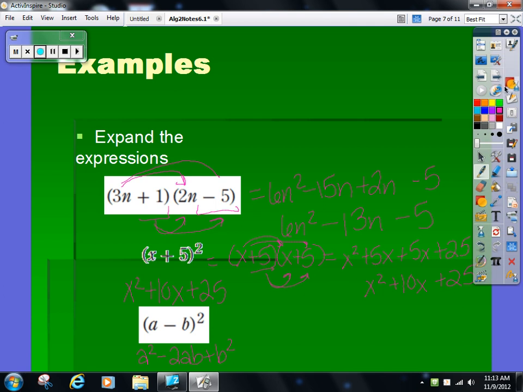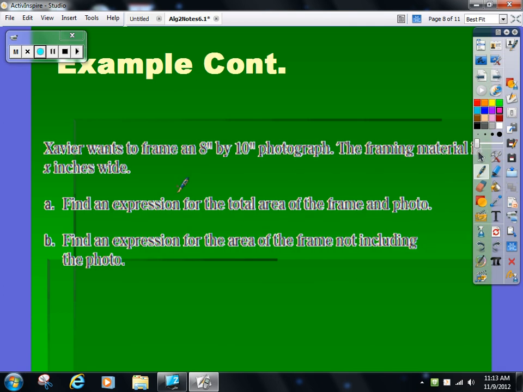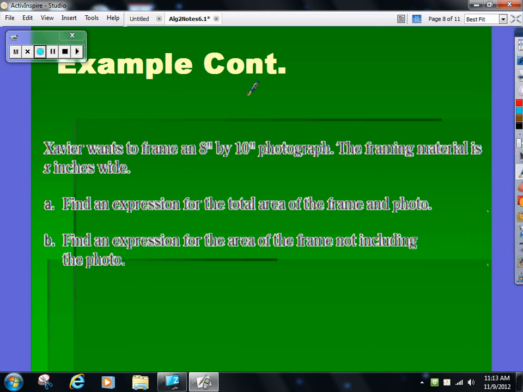I know. They do look the same. 2's and a's look the same. Okay, these are the ones that are going to cause you problems. I'm almost confident there will be one on the quiz, so please pay attention to this.